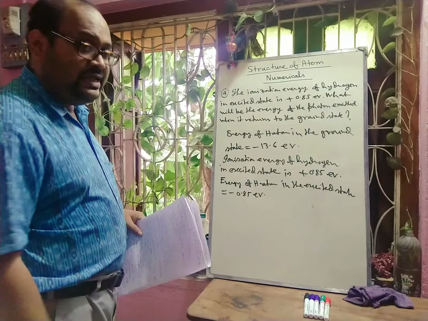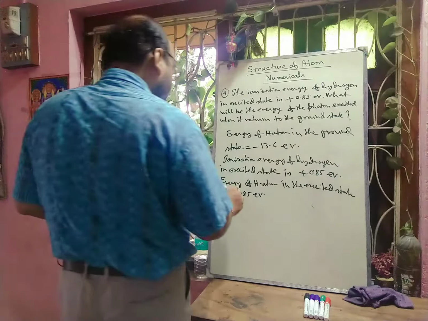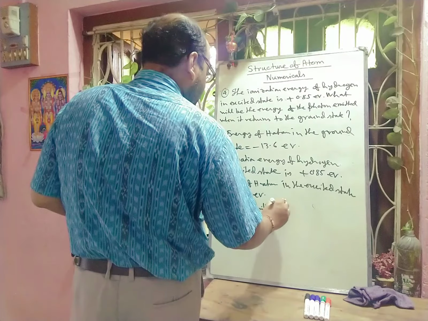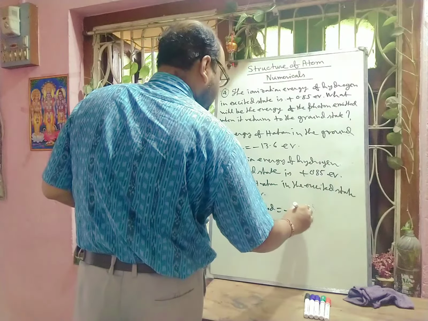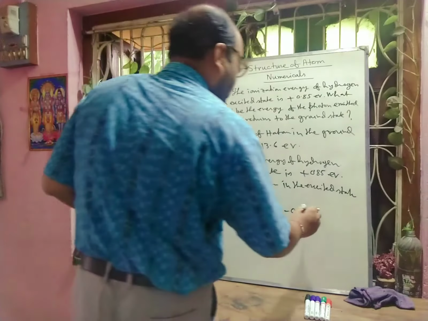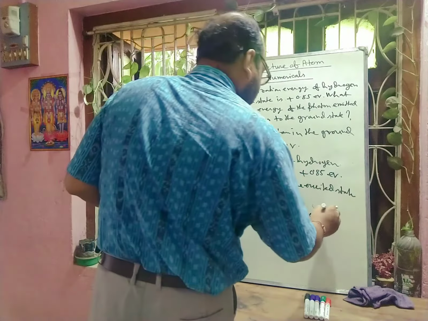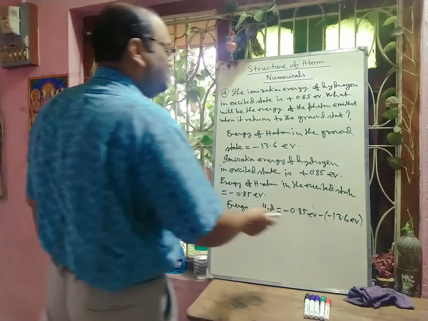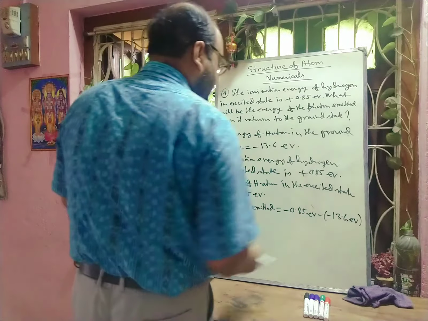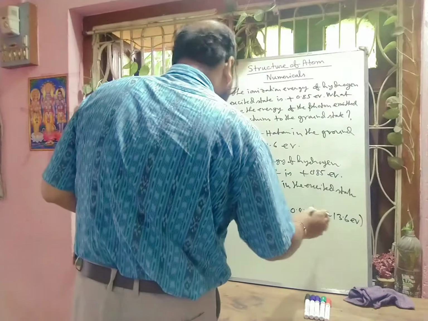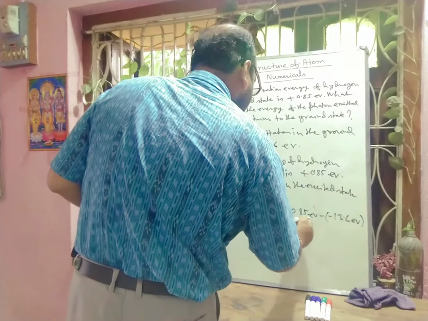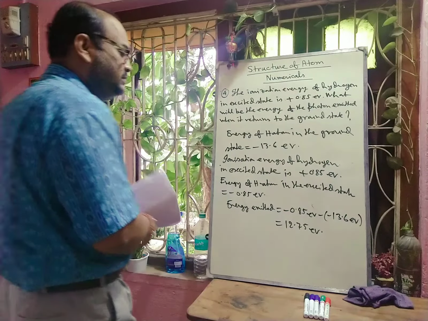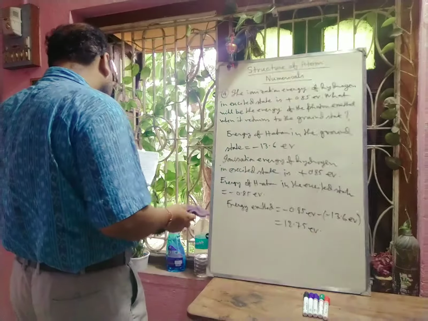Now what will be the energy emitted? So energy emitted will be minus 0.85 electron volt minus minus 13.6 electron volt. This is the energy of the excited state and the ground state. The difference you have to take. Okay. So if you calculate, you will get the value 12.75 electron volt, and that is the answer of this problem. Okay. Hope you can understand. Next we will discuss another problem.